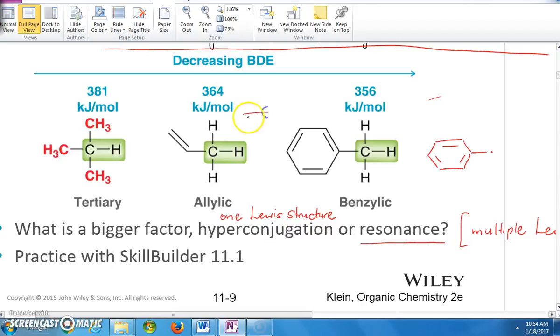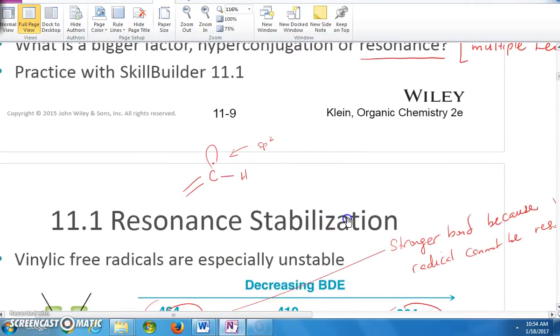Similarly, by the time this loses its hydrogen, when you have the breaking of that carbon-hydrogen bond, you're going to form a radical that is resonance stabilized. So the big factor here is resonance. And that's why you can see that there's a significant decrease in the bond dissociation energy, because you are forming a more stable radical, and as a result, the bond dissociation energy is going to be much smaller.